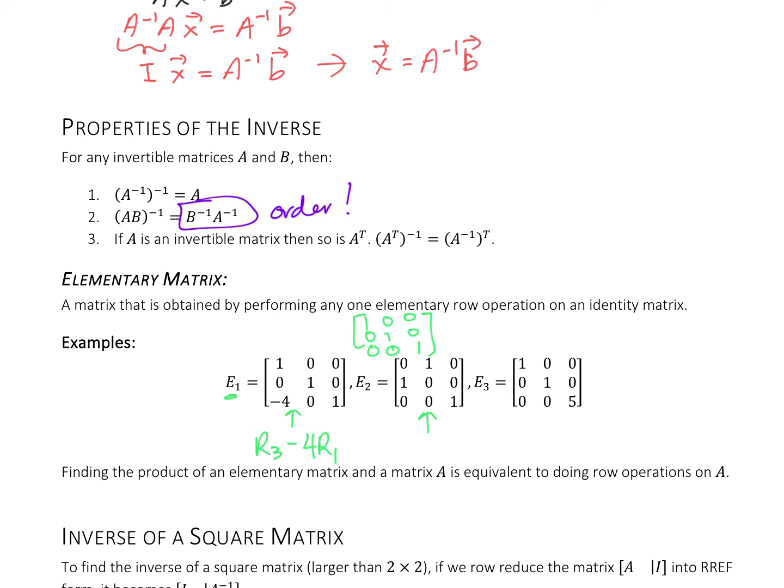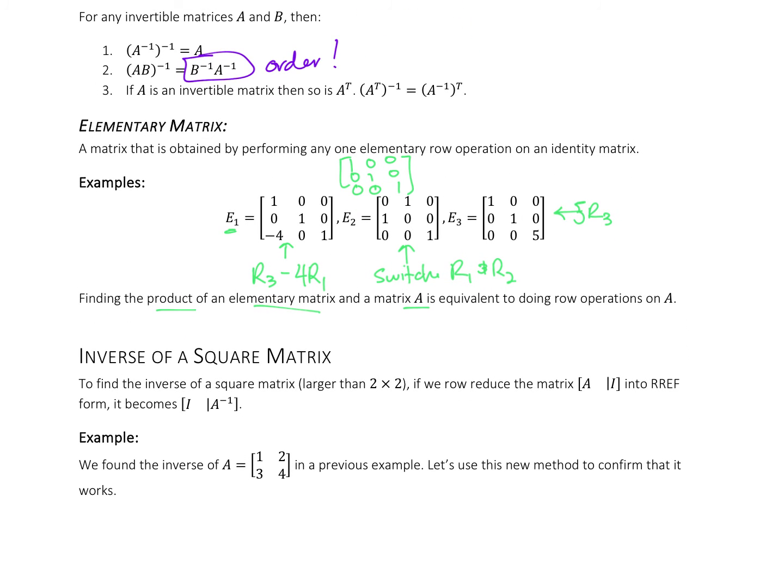Ta-da! This one here, we've switched row 1 and row 2. And lastly, down here, we took row 3 and multiplied it by 5. That's it. Nice, simple, easy row operations. And it turns out that taking an elementary matrix and multiplying it by a matrix is equivalent to doing that row operation on A. So the product of an elementary matrix and a matrix is the same thing as doing that row operation on A.